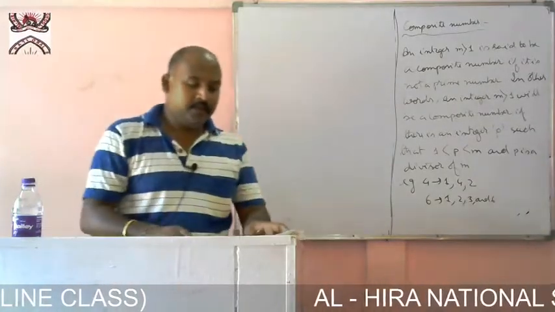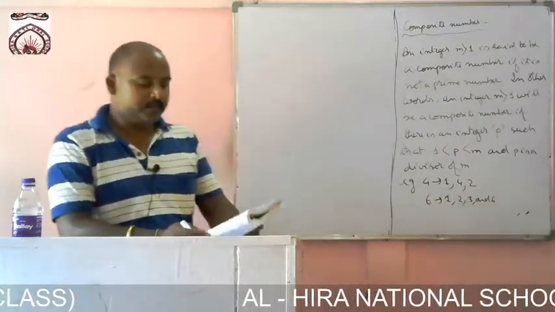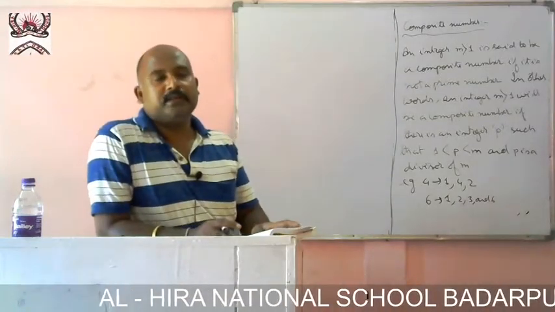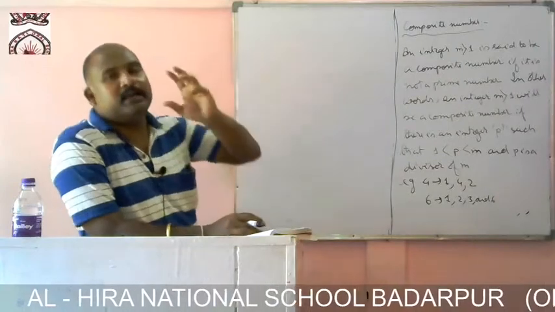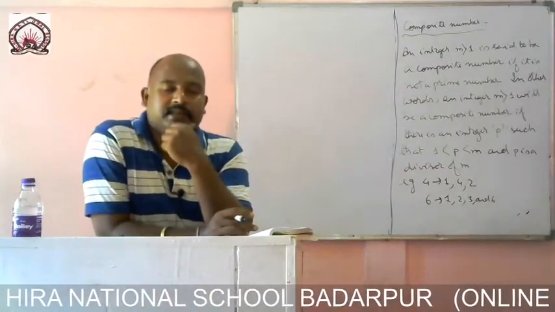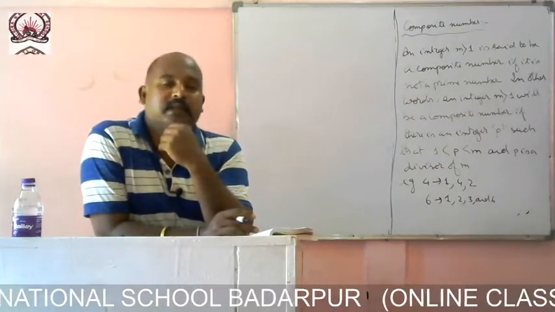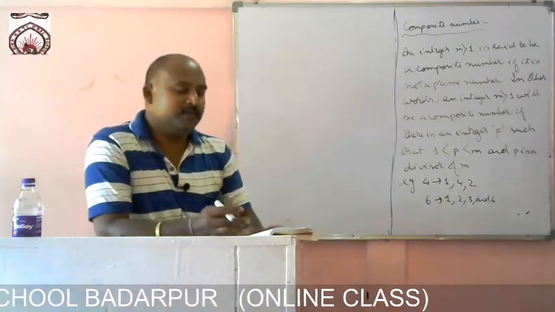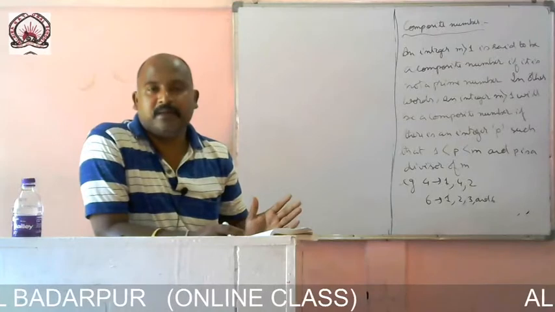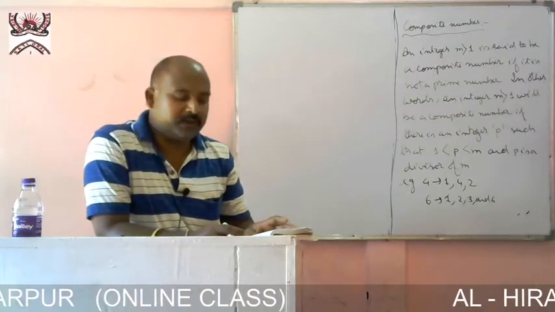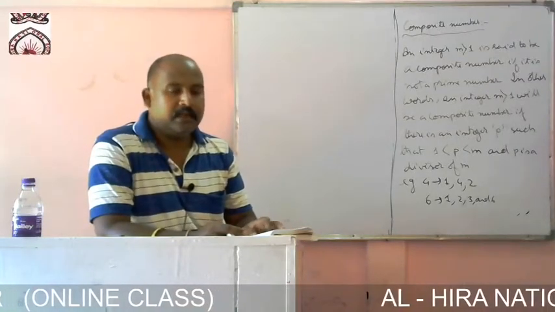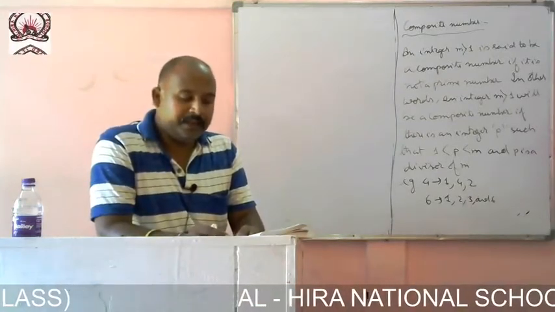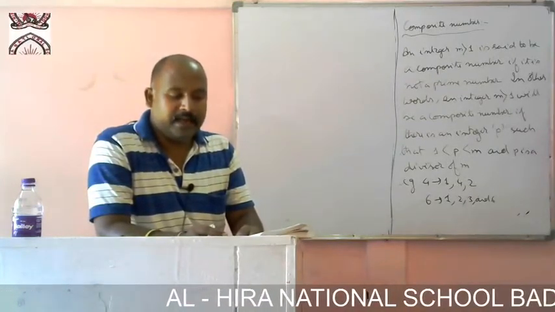Now next, you have to read this theorem. You have to learn this. If I note an important point, one is neither a composite number nor a prime number. Please remember, one is neither a prime number nor a composite number.